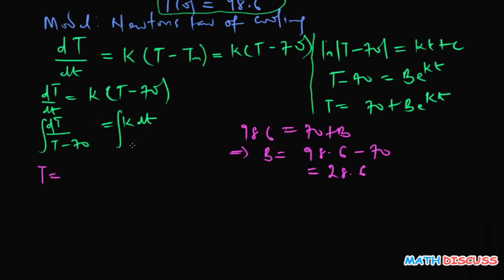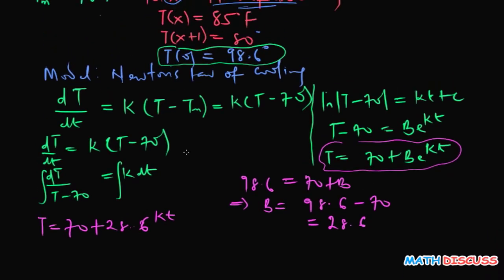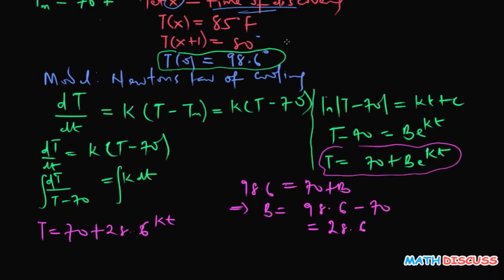We have our T, which is this. So we have our T equal to 70 plus 28.6 to the power k to the power kt. Now the next thing is, we need to use these two conditions that we're given also.